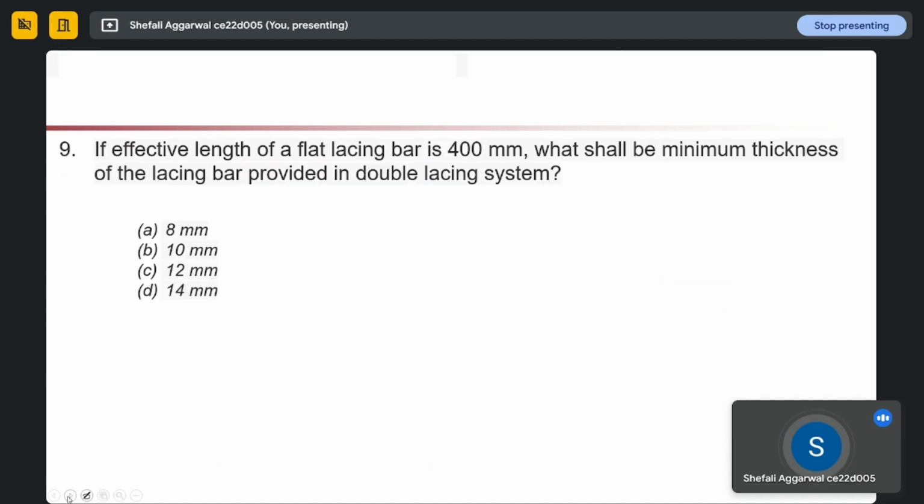Next question is, if the effective length of a flat lacing bar is 400 mm, what shall be the minimum thickness of the lacing bar provided in a double lacing system?